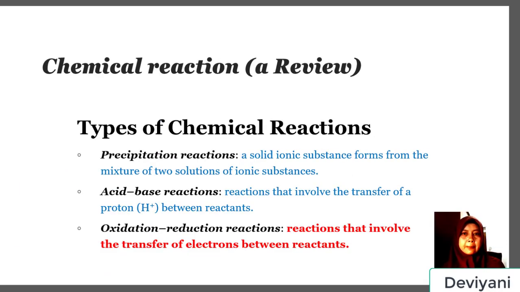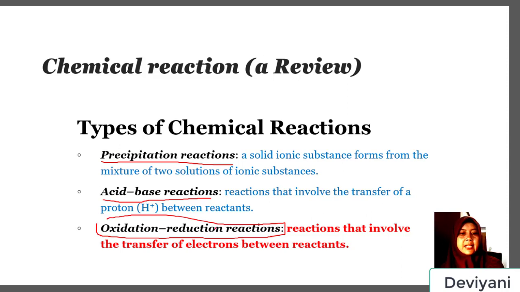Let's review concepts that we have learned in the first chemistry, which talk about the types of chemical reaction. At least there are three types of chemical reaction that we discussed. First is the precipitation reaction, second is the acid and base reaction, which is the last topic that we have discussed in the first chemistry. And the third one is the oxidation and reduction reaction.